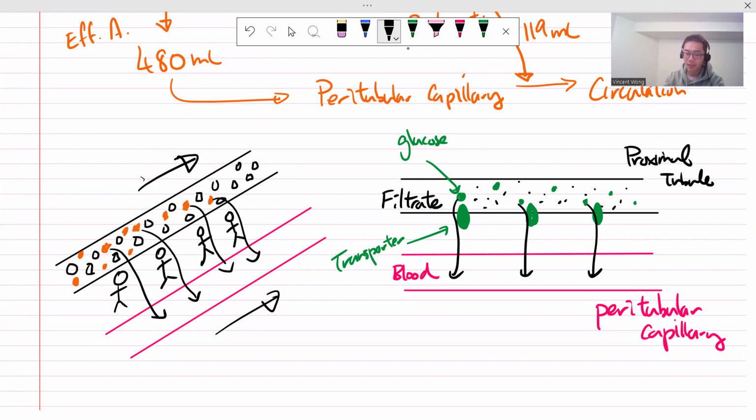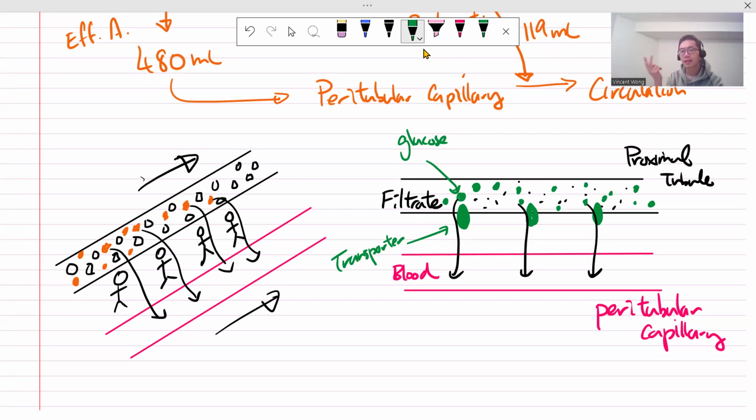However, in a situation where the person has way too much glucose in their blood, such as type 1 diabetes, not having insulin at the moment, there will be too much. And if all the transporters are working at full speed, then you are not going to be able to absorb all the glucose. And so the remaining glucose is going to continue on into the loop of Henle and then into the distal tubule, and eventually it's going to come out in the pee.